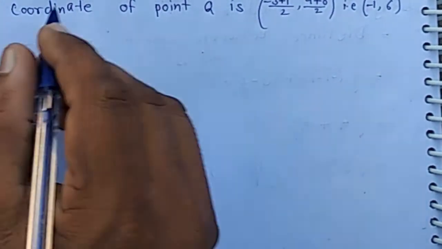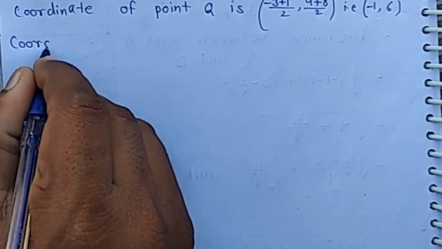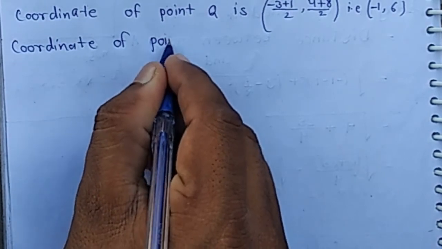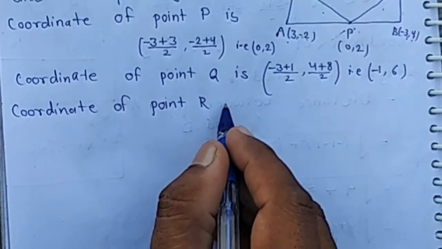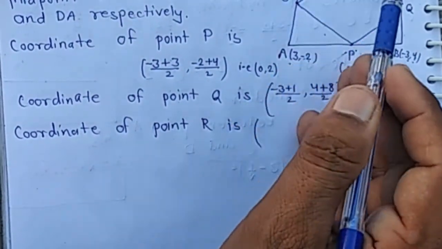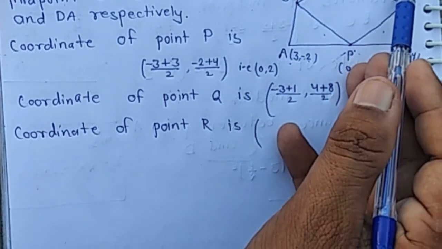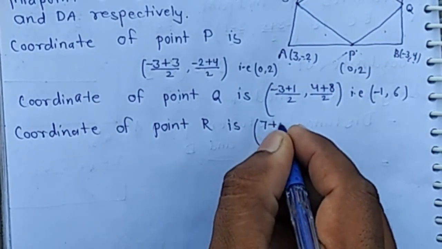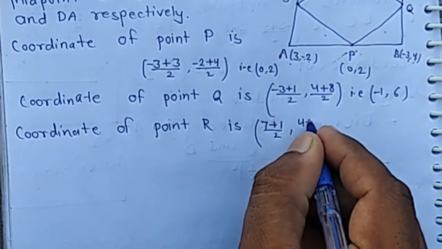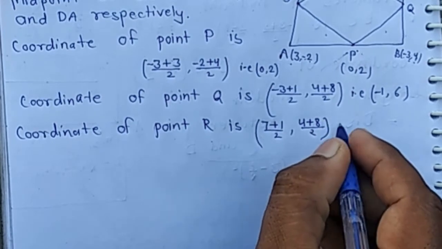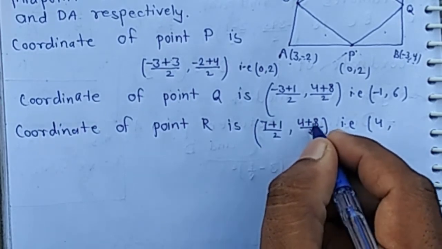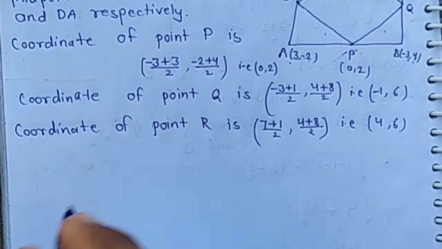Now coordinate of point R. R is the midpoint of side DC, and the coordinate of D is (7, 4) and C is (1, 8). Then we apply (x1 plus x2) by 2, means 7 plus 1 by 2, comma (y1 plus y2) by 2, 4 plus 8 by 2. Then the coordinate of midpoint is 7 plus 1 by 2, means 8 by 2, which is 4, and 8 plus 4, 12 by 2, is 6.